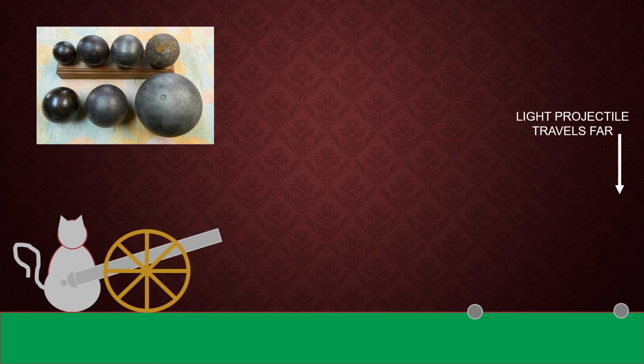The entertainment part of this aside, the point of all of this is that if you fire a heavier projectile, it's not going to go as far. So the principal point of mass spectrometry is to recognize that light projectiles travel far, heavier particles travel less far.